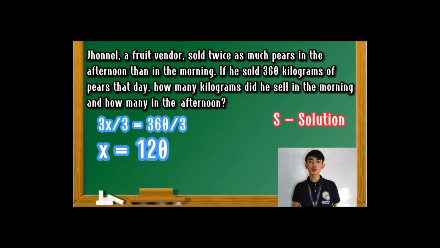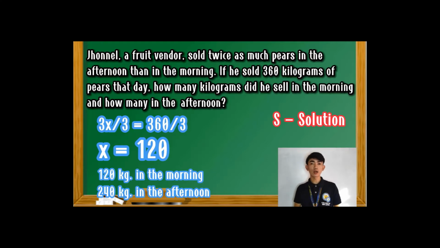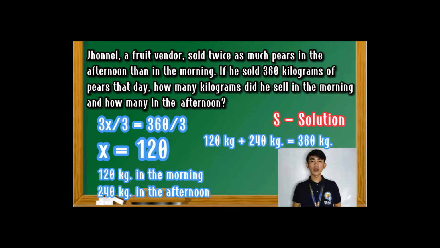Therefore, Junel sold 120 kilograms in the morning and 2 times 120 kilograms is equal to 240 kilograms, and that is for the afternoon. We all know that twice of 120 is equal to 240, and that is for the afternoon. So the total of them is 360.